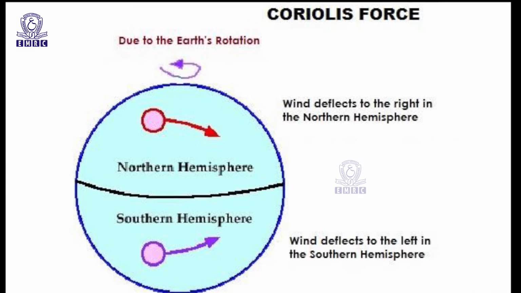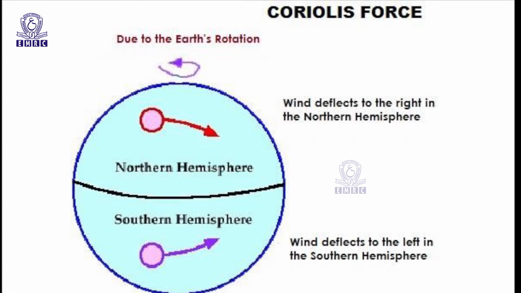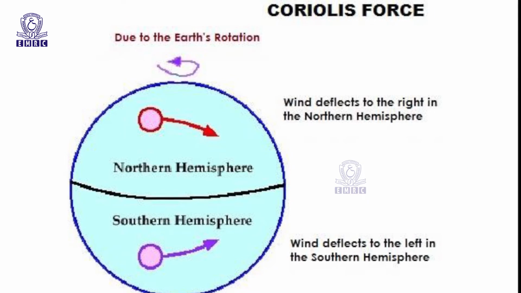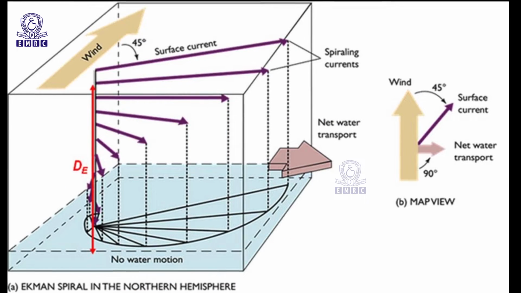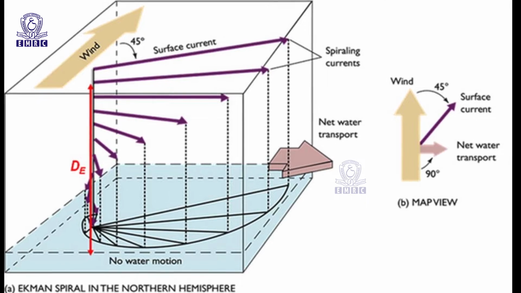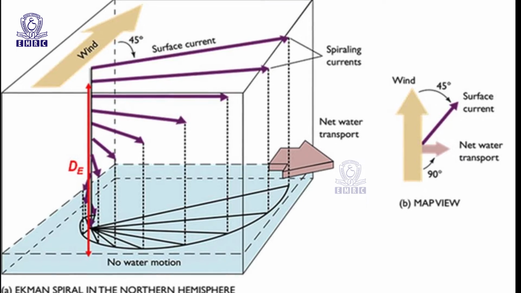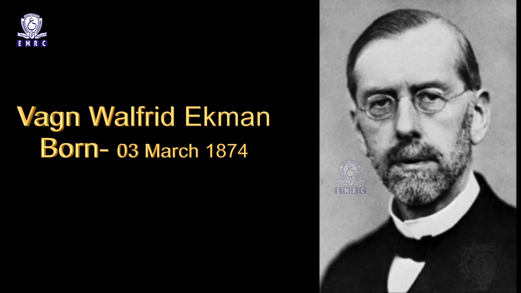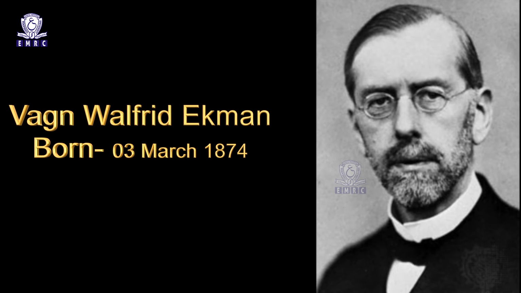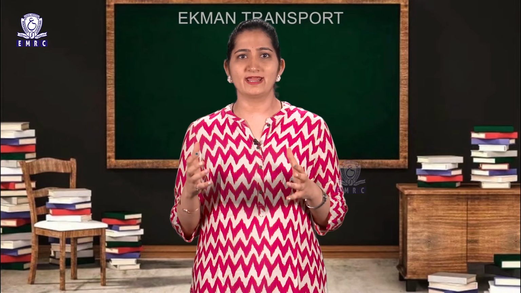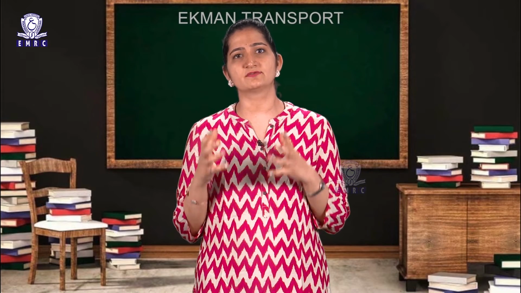Since Earth rotates, the movements of the surface waters are deflected to the right of the wind in the northern hemisphere. The change in the current direction and the speed with increasing depth forms a spiral. This is called the Ekman spiral. It is named after the pioneering work of the Swedish oceanographer V.W. Ekman, who laid the foundation for dynamical theories of wind-driven ocean circulation.